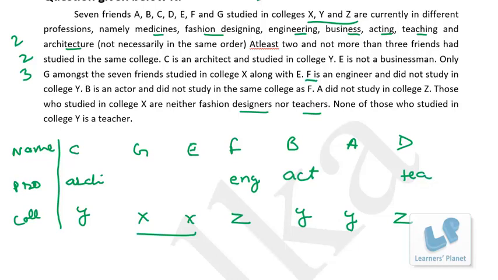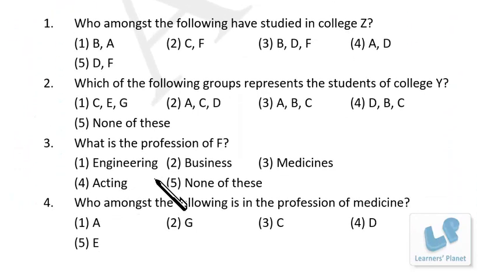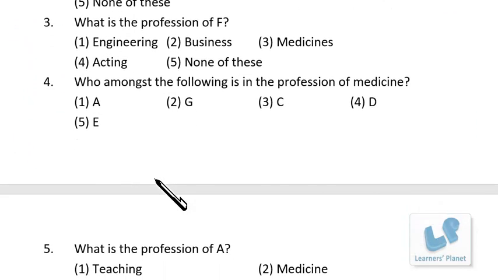Now we are left with three professions. Fashion designer cannot be over here, so fashion designer over here. Now we are left with business and medicine. E is not a businessman, so E is medicine and G is business. So we got the unique answer. You can answer all the questions. 5 questions are there.